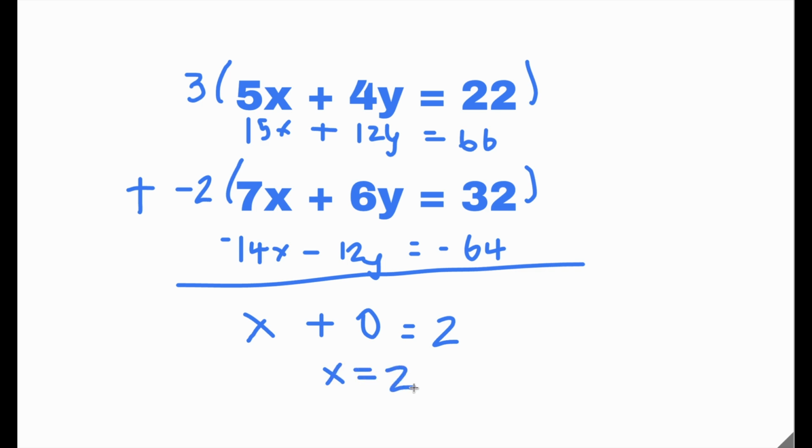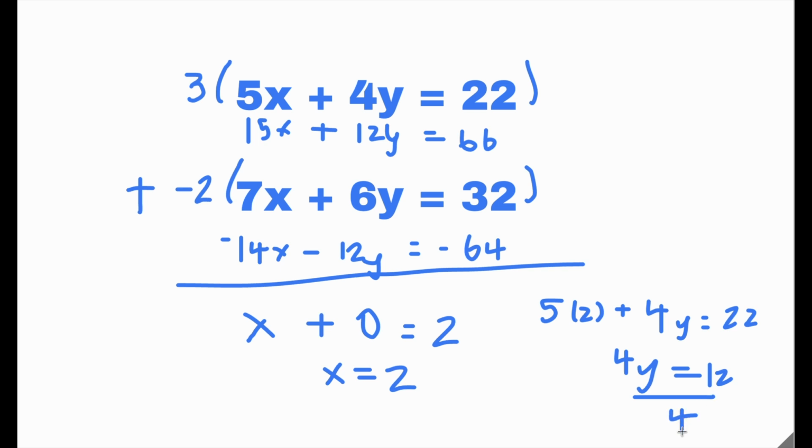And same as I did with the last one, I can just plug that into either of my equations. I'll do my first one, and I can solve for y. So let's say 5 times 2 plus 4y equals 22. I know 5 times 2 equals 10, so I will just subtract 10 from both sides. So that's going to give me 4y equals 12. And then I can divide both sides by 4 to isolate y. That's going to give me y equals 3. So my x value is 2 and my y value is 3. So that's a little bit more of a difficult example where I am solving by elimination.